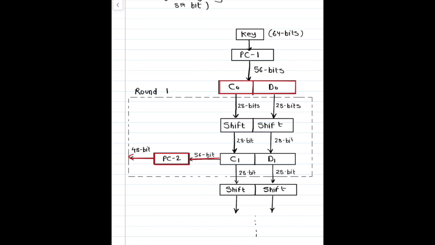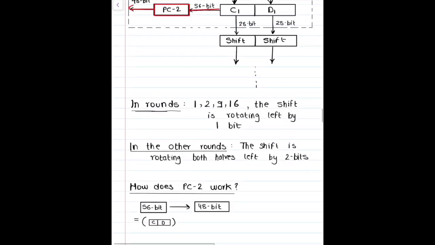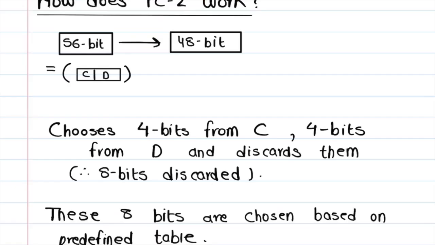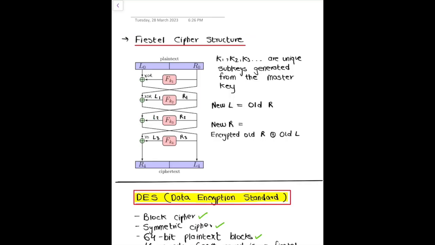The number of shifts we perform in each half depends on which round we're at. In rounds 1, 2, 9 and 16, the shift is rotating left by 1 bit. But in the other rounds, the shift is rotating both halves left by 2 bits. You must also be curious as to how PC2 generated a 48-bit key from 56 bits. It does so by choosing 4 bits from C, 4 bits from D, and then discarding them. Hence a total of 8 bits are removed and we are left with a 48-bit key. These 8 bits are chosen based on a predefined table.